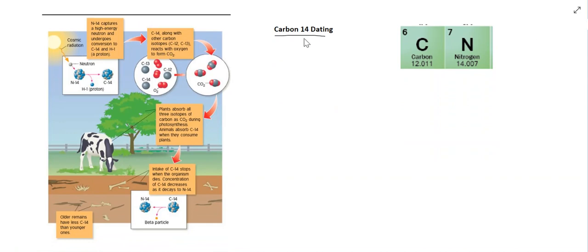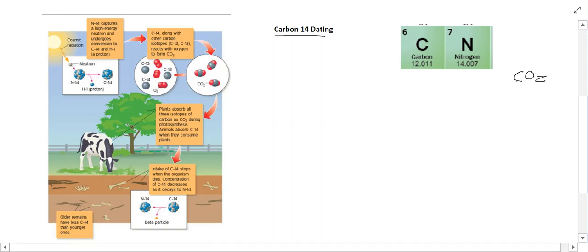So if we think about carbon-14, we have the elemental carbon, and carbon is the backbone of lots of different organic molecules that make up animals and make up plants as well. And it's also present in the atmosphere as CO2. So you have carbon dioxide.